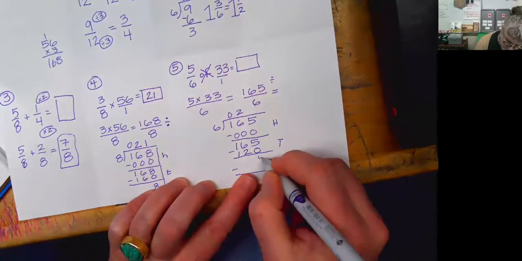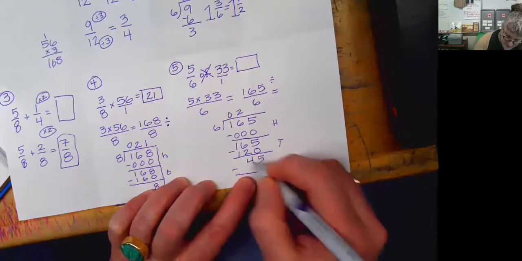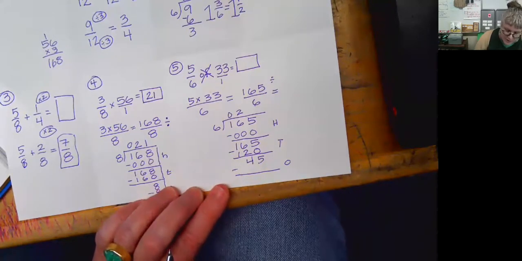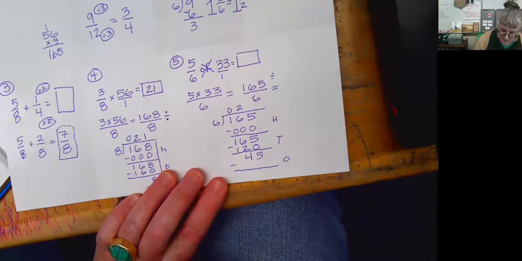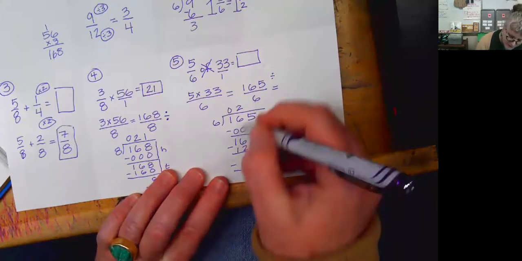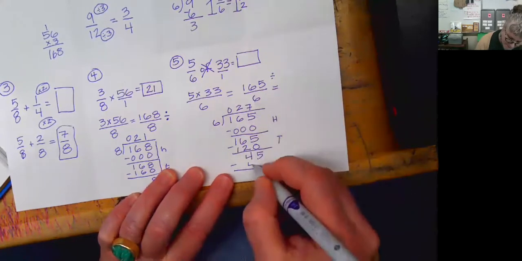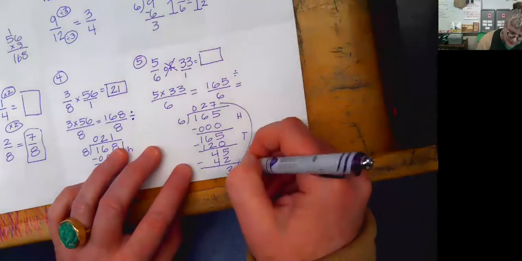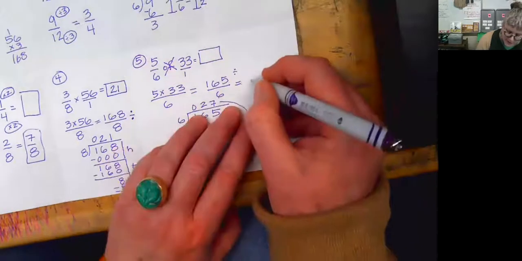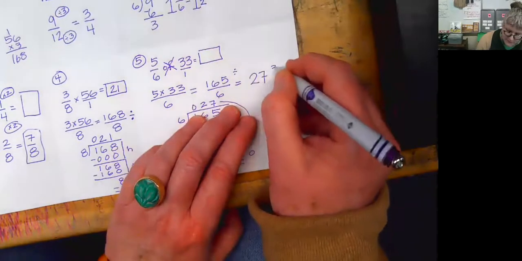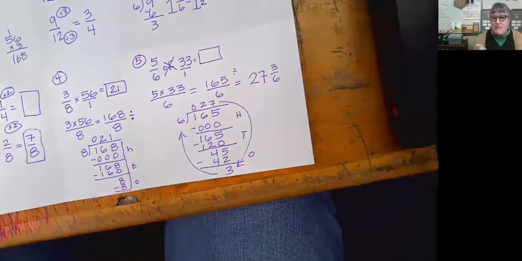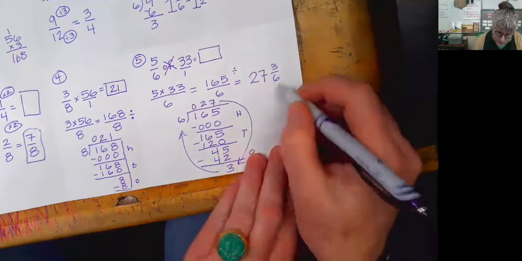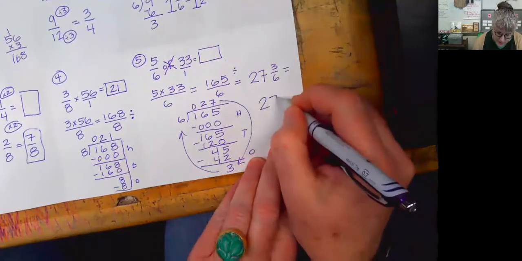And when I subtract, 6 will go into 45. Let's see, 6 times 7 is 42. So I get 27 and 3/6. Now, 3/6 is not in simplest form. I could divide the top and bottom by 2, and I would get 27 and a half.